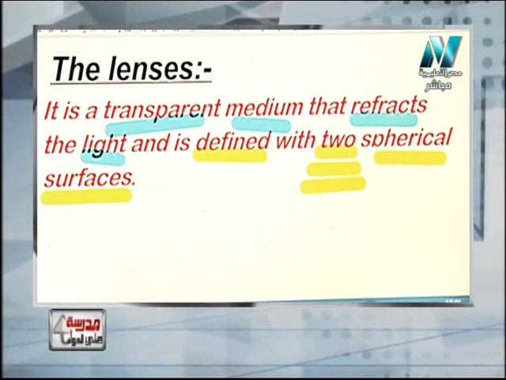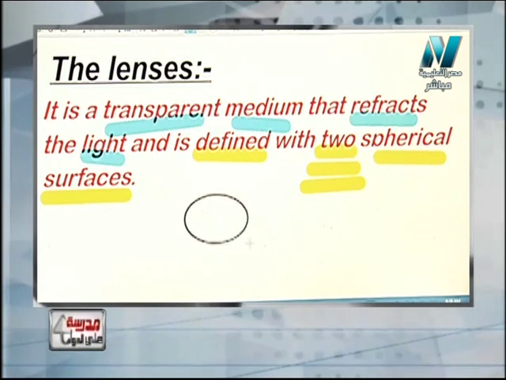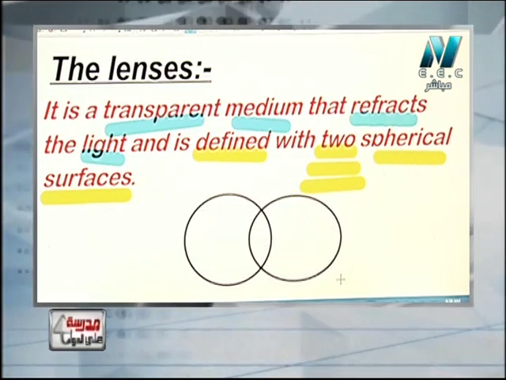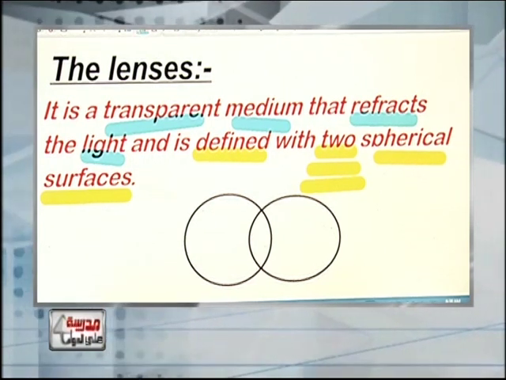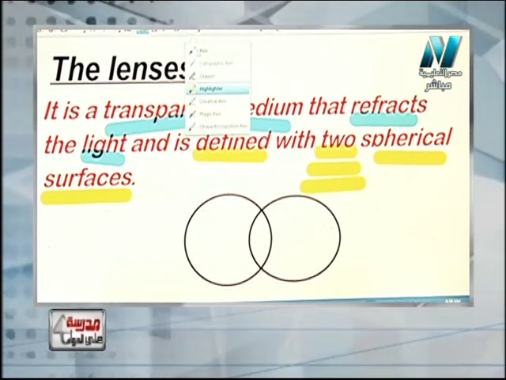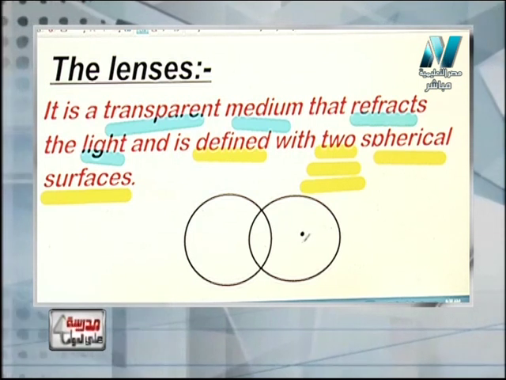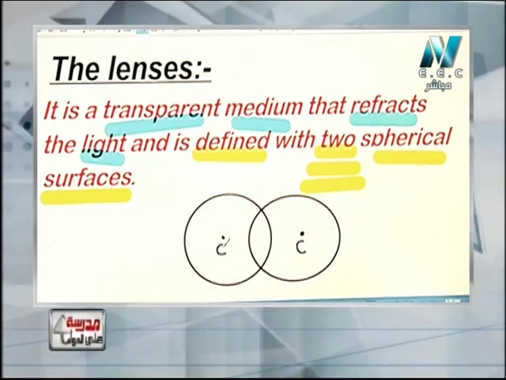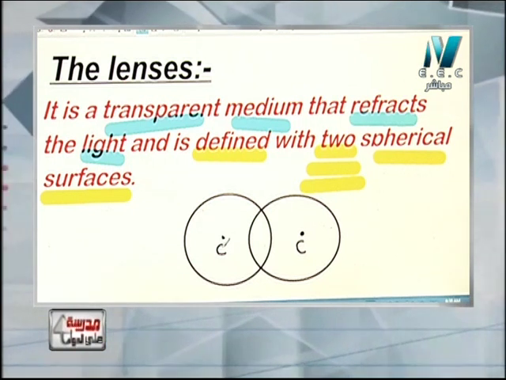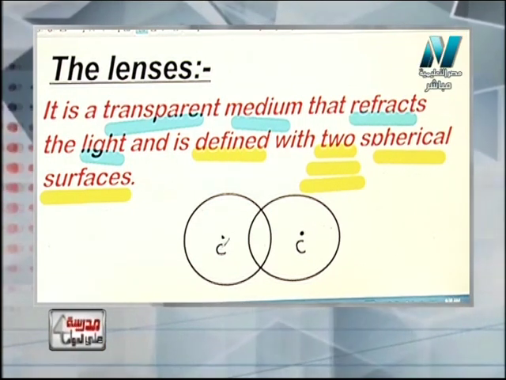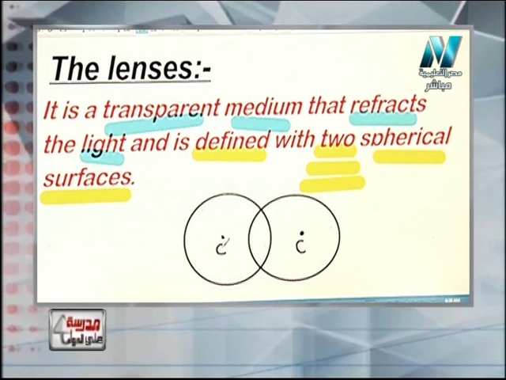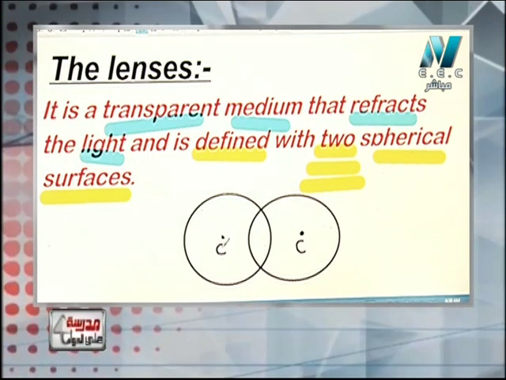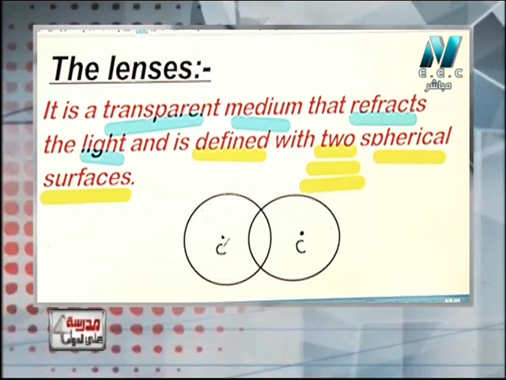If we have, as we see here, a sphere like that and another sphere like that, each one of them has its own center of curvature, C and C. So any lens has two centers of curvature. أي lens عندها اتنين centers of curvature، مش عندها center of curvature واحد بس. And at the same time the lens is a transparent medium that refracts the light.